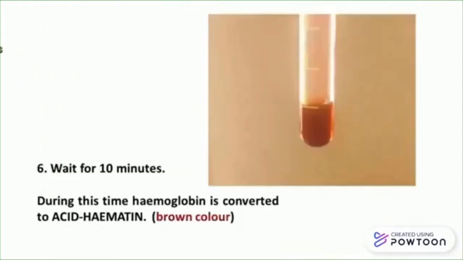Then, we waited for 10 minutes. During this time, hemoglobin was converted to acid hematin, which looks brown in color. If less than the required amount of time, which is 10 minutes, then it may not be enough to convert all the hemoglobin present in 20 microliter of blood to acid hematin, hence giving lower values for hemoglobin.